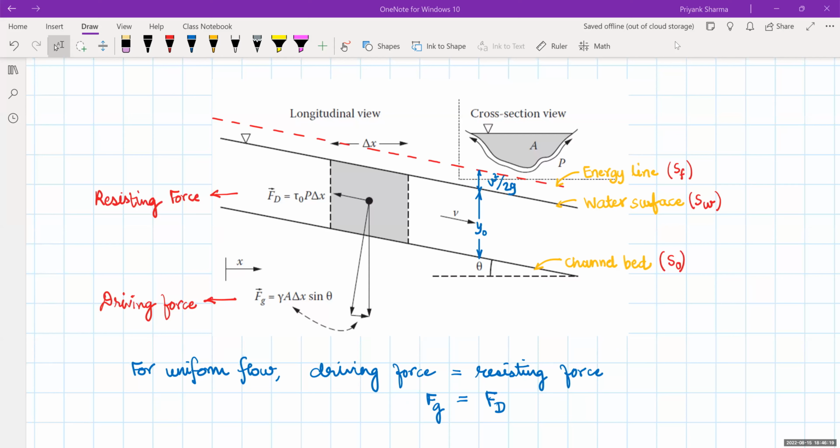Moving further, here we can see a more detailed view where the forces are marked. When the resisting and the driving forces balance each other, the uniform flow condition is established. In the longitudinal view, we take an elementary section of length delta x. The driving force, that is Fg, acts in the direction of flow, and the resisting force, that is Fd, acts in the opposite direction of flow. When uniform flow condition is established, the driving force and the resisting force will counterbalance each other.